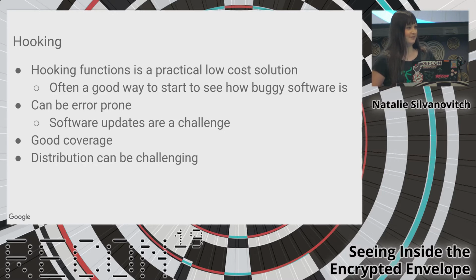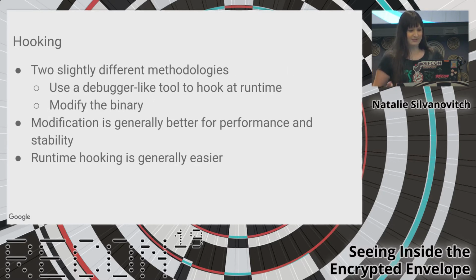It's a challenge to tell people how to reproduce bugs because you have to tell them what to do as opposed to just distributing the client you created. So there's kind of two different strategies here that are slightly different. One is you can use a debugger-like tool to hook at runtime, and another is that you can modify the binary. I feel modifying the binary is generally better for performance, like for sure, a lot better performance, and it also tends to be more stable, though runtime hooking is generally easier.